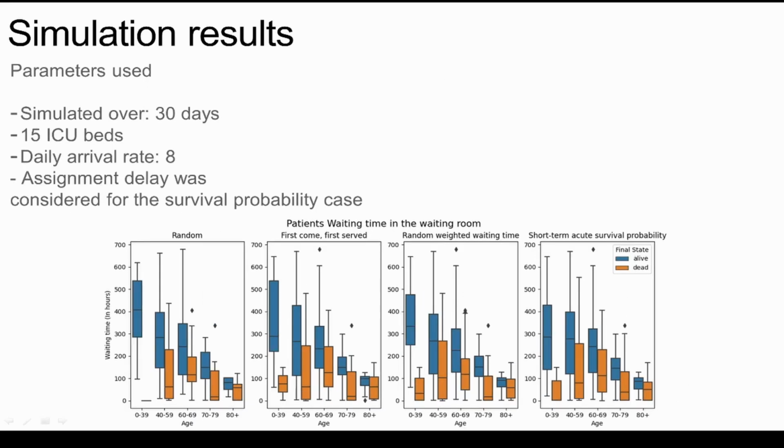This second simulation only changed the fact that now an extra assignment delay is considered for the survival probability. It is interesting to see that even though the parameters are the same, the waiting time for the random criterion is different. One possible explanation for this phenomenon could be that the average waiting time of patients in the waiting room is unpredictable when we are considering a random selection process. The plots of the 2 selection processes that do not consider randomness, which are short-term acute survival probability and first come first served, look more alike to the previous simulation.